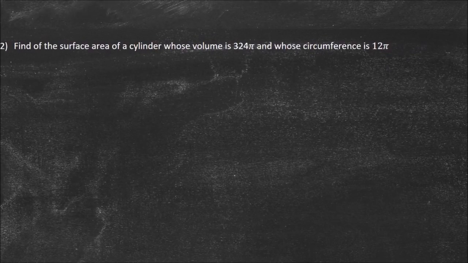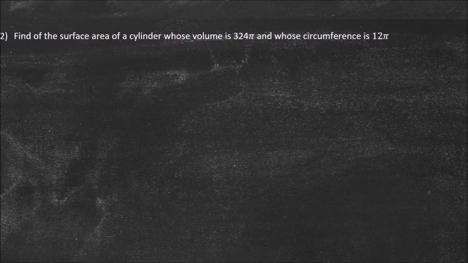So now let's look at number 2. This says, find the surface area of a cylinder whose volume is 324 pi and whose circumference is 12 pi. All right, so V equals 324 pi, and that is pi r squared times h. And I'm also given that the circumference, which equals 2 pi r, equals 12 pi.